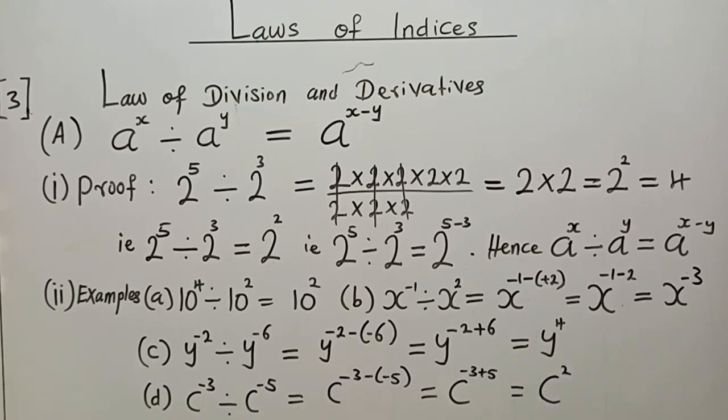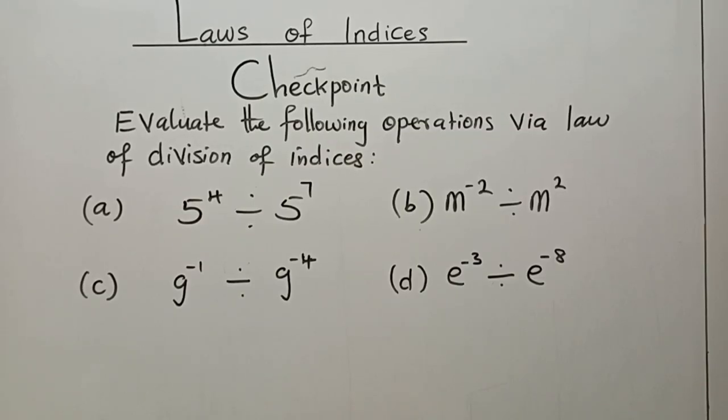At this point, please, check whether you can solve the following after listening to my explanations. And that's the checkpoint. It says evaluate the following operations via law of division of indices. The first one says 5 raised to the power 4 divided by 5 raised to the power 7. Number B says m raised to the power minus 2 divided by m to the power 2. Number C says g to the power minus 1 divided by g to the power minus 4. The last one, that is number D, e to the power minus 3 divided by e raised to the power minus 8.